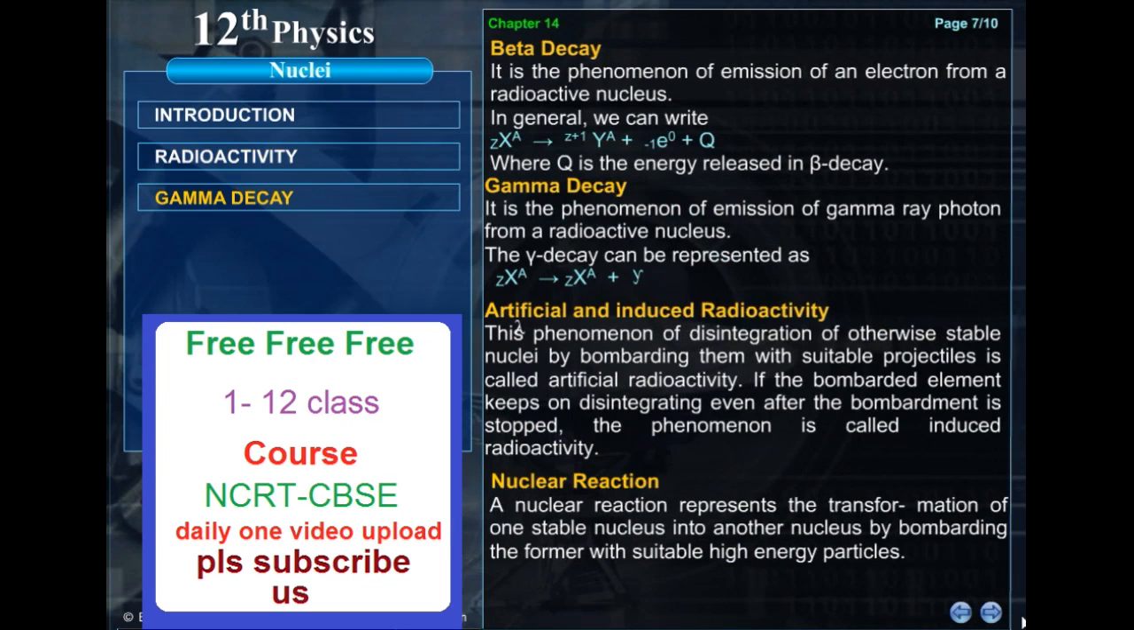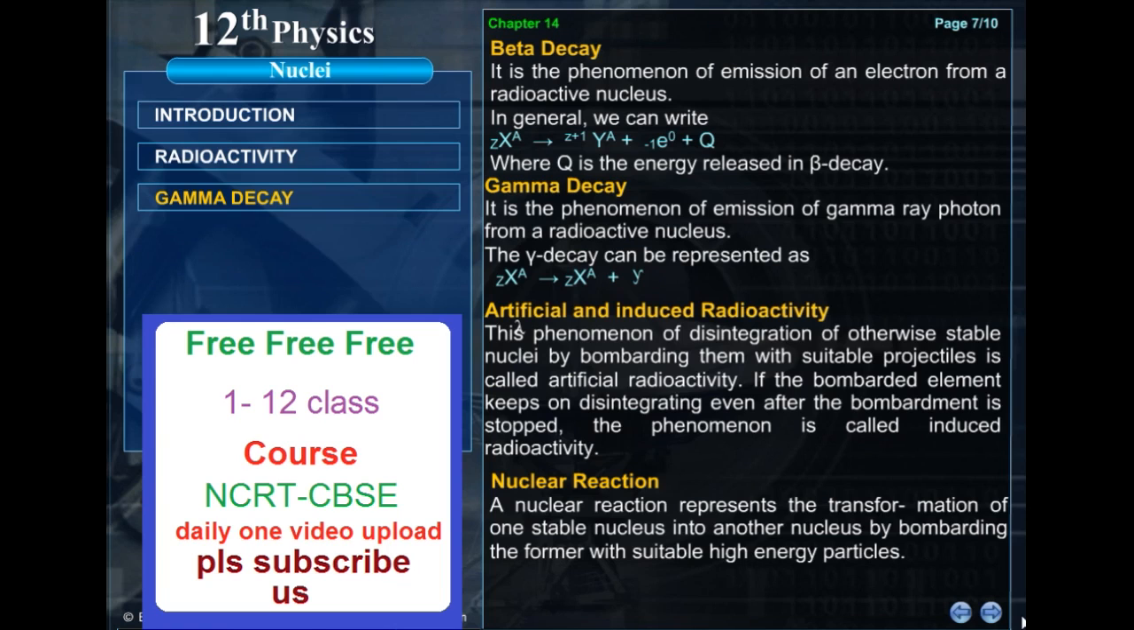Beta decay. It is the phenomenon of emission of an electron from a radioactive nucleus. In general, we can write ZX^A → Z+1Y^A + −1e^0 + Q, where Q is the energy released in beta decay.